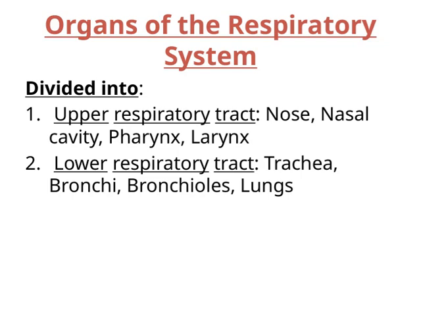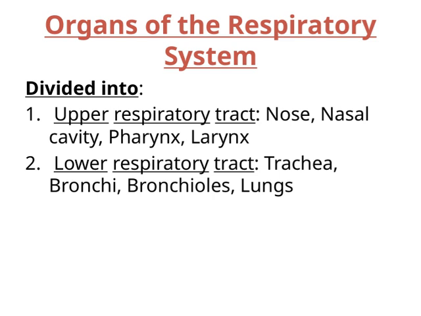Now, let's take a closer look at the organs of the respiratory system, which are divided into two main sections, the upper and lower respiratory tracts. The upper respiratory tract includes the nose, nasal cavity, pharynx, and larynx. These structures are primarily involved in filtering, warming, and humidifying the air we breathe in, as well as serving as pathways for air to reach the lungs.